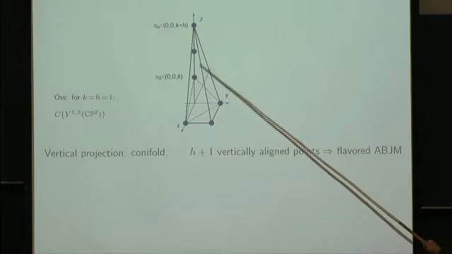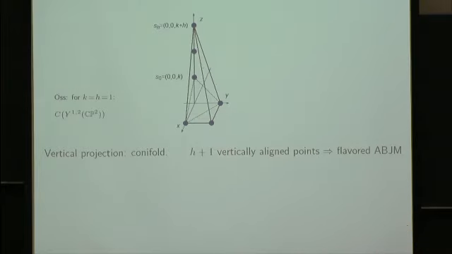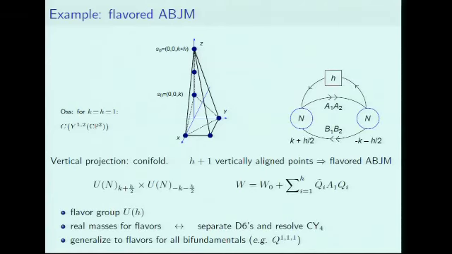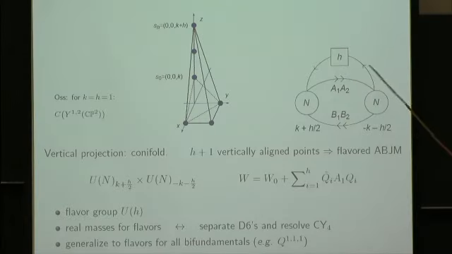Moreover, there are these vertical aligned points that correspond to flavors, and so we should get a flavor version of the conifold. In fact, the field theory is the following. This is the conifold quiver, and here are the flavors. I represent them with a square. A square means that I have some global symmetry instead of some gauge symmetry. And in fact, they are coupled to one of the fields in the toric diagram, which in this case is A1.